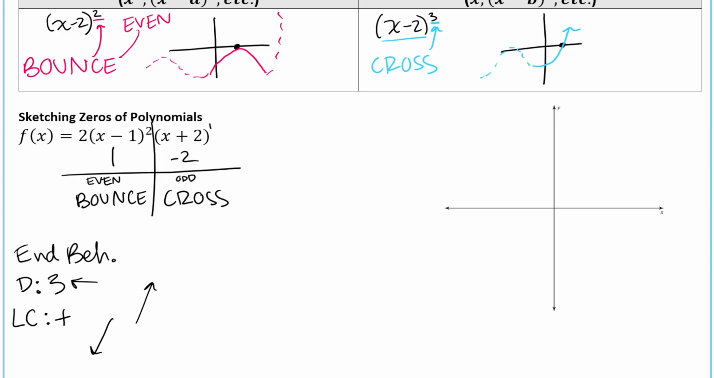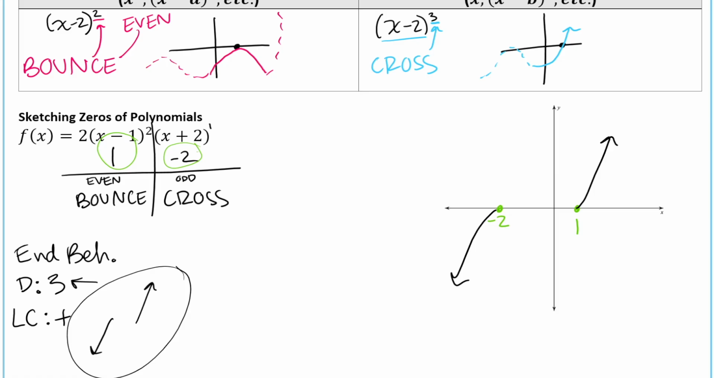All right, so let's put all of this together. The first thing I'm going to do is plot my zeros. So I have zeros at negative 2 and positive 1. I'm going to label negative 2, and positive 1, about there, label it 1. And now I'm going to take the ends, and I know that at 1, it should go up, and at negative 2, it should go down.